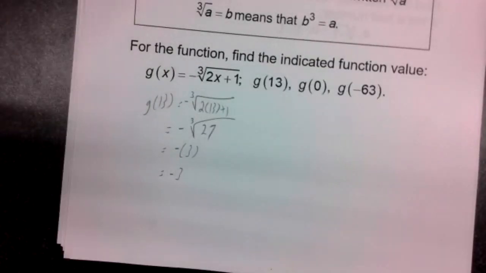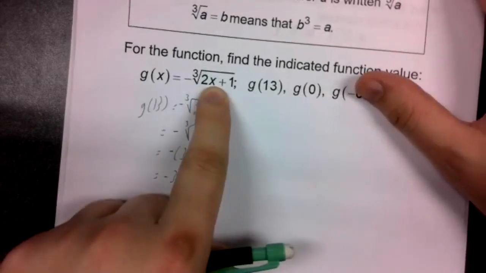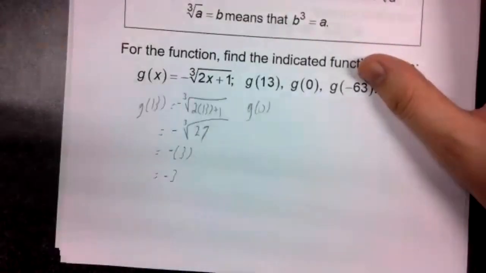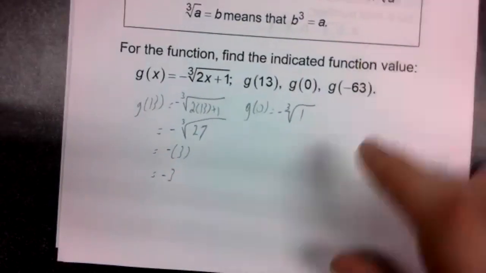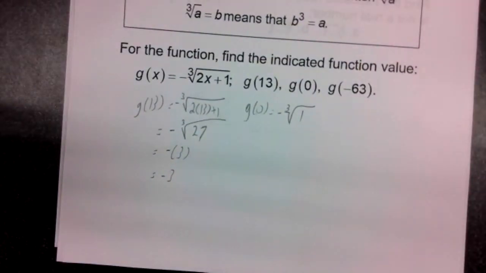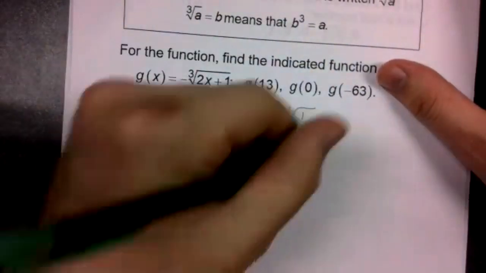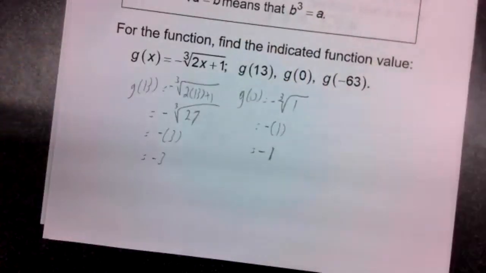If I want to do g of 0, if I plug in 0, this cancels and we just get 1, right? So g of 0 is equal to the negative cube root of 1, right? And 1 multiplied by itself 3 times is 1. So we can say this is equal just to the negative of 1, which is negative 1. Okay. And then we have one more.